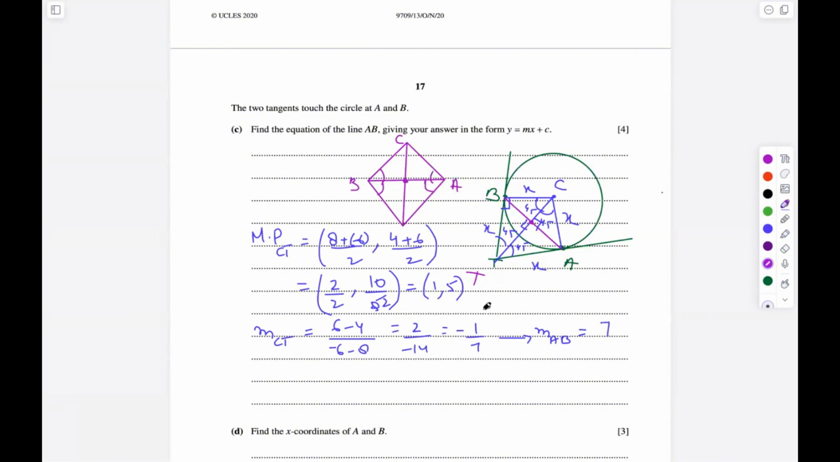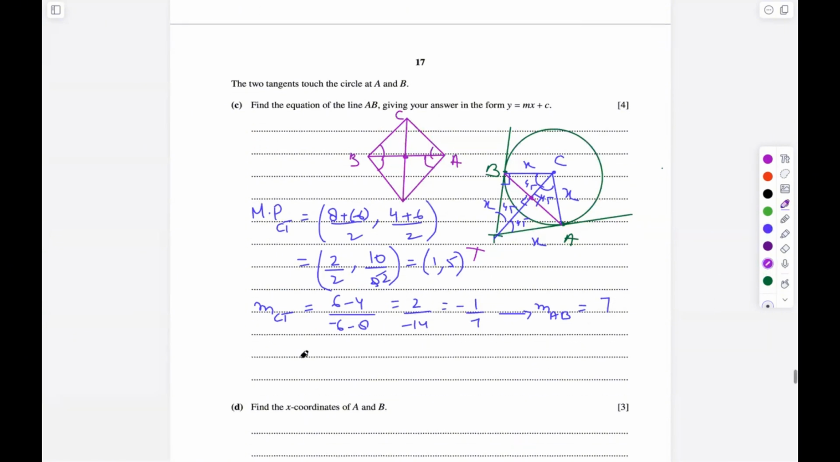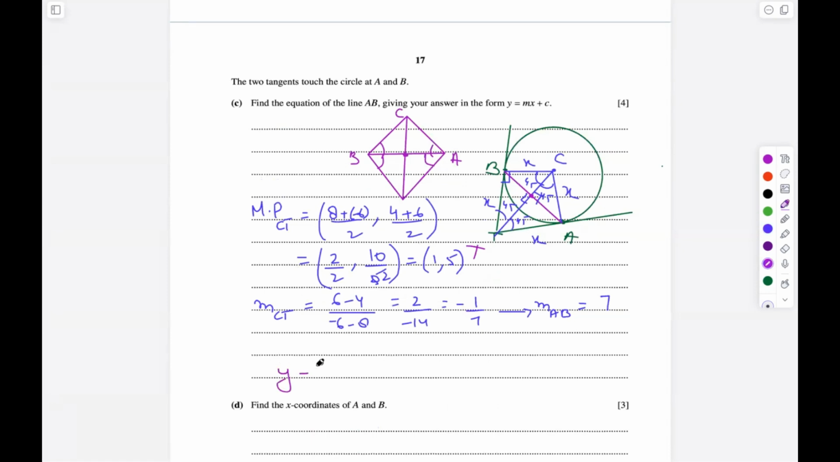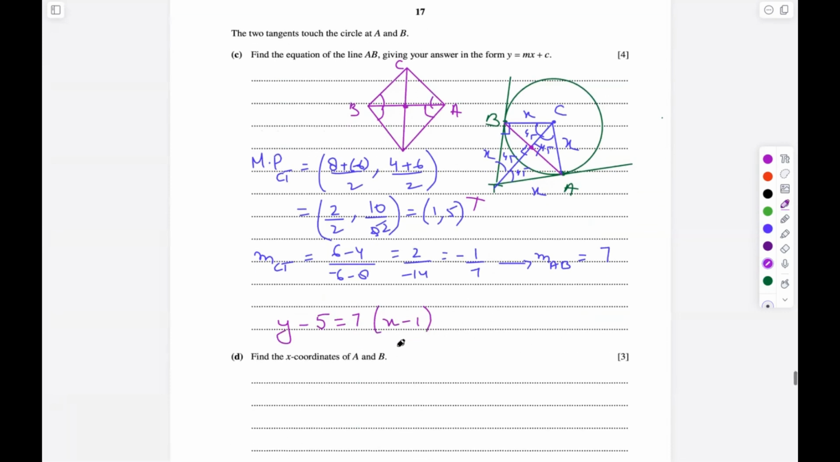Once we have the gradient of AB and a point on AB, the equation will be y minus y1 is equal to m, the gradient, which is 7, into x minus x1. So x1 is 1, so that will be x minus 1. We can simplify this to write it as y is equal to 7x minus 7 plus 5. So the final equation will be y equals 7x minus 2.